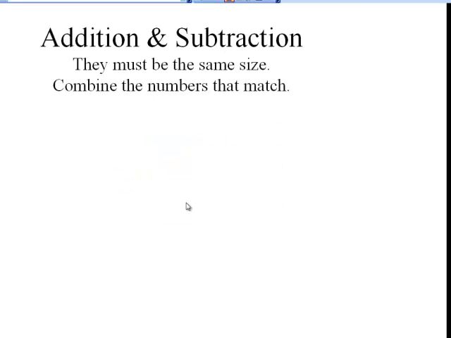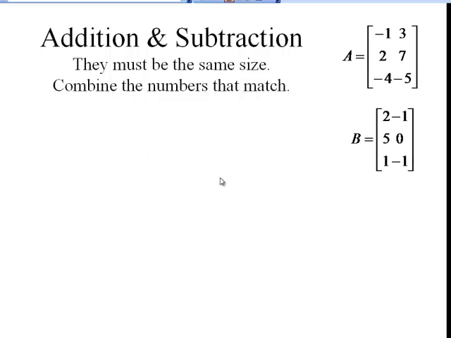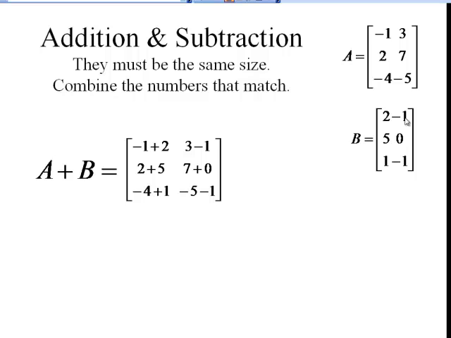Now you can add and subtract matrices as long as they are the same size or the same order, and you just add the corresponding parts. So in this case, A plus B, you just take -1, add it to 2, 3, add it to -1, 2, add it to 5, 7, add it to 0, and so on, which makes 1, 2, 7, 7, because you're adding those, and then -4 and 1 is -3, -5 and -1 is -6.